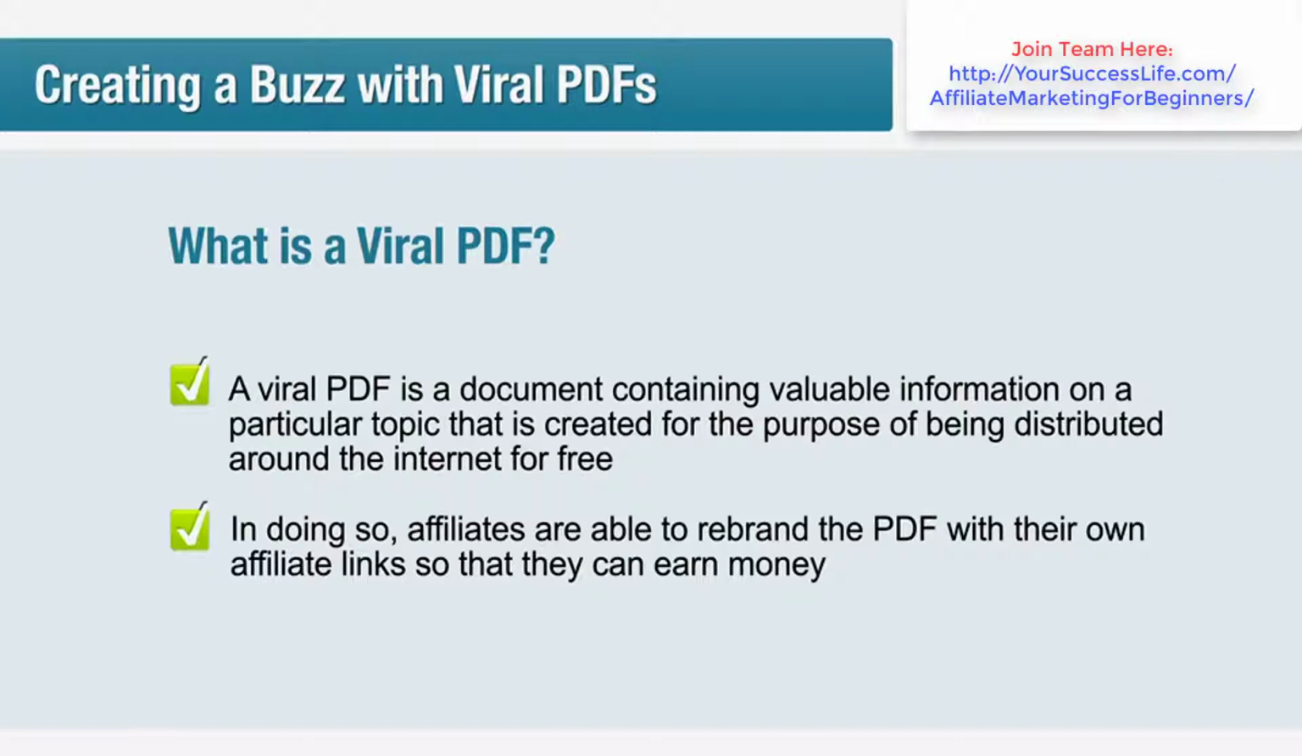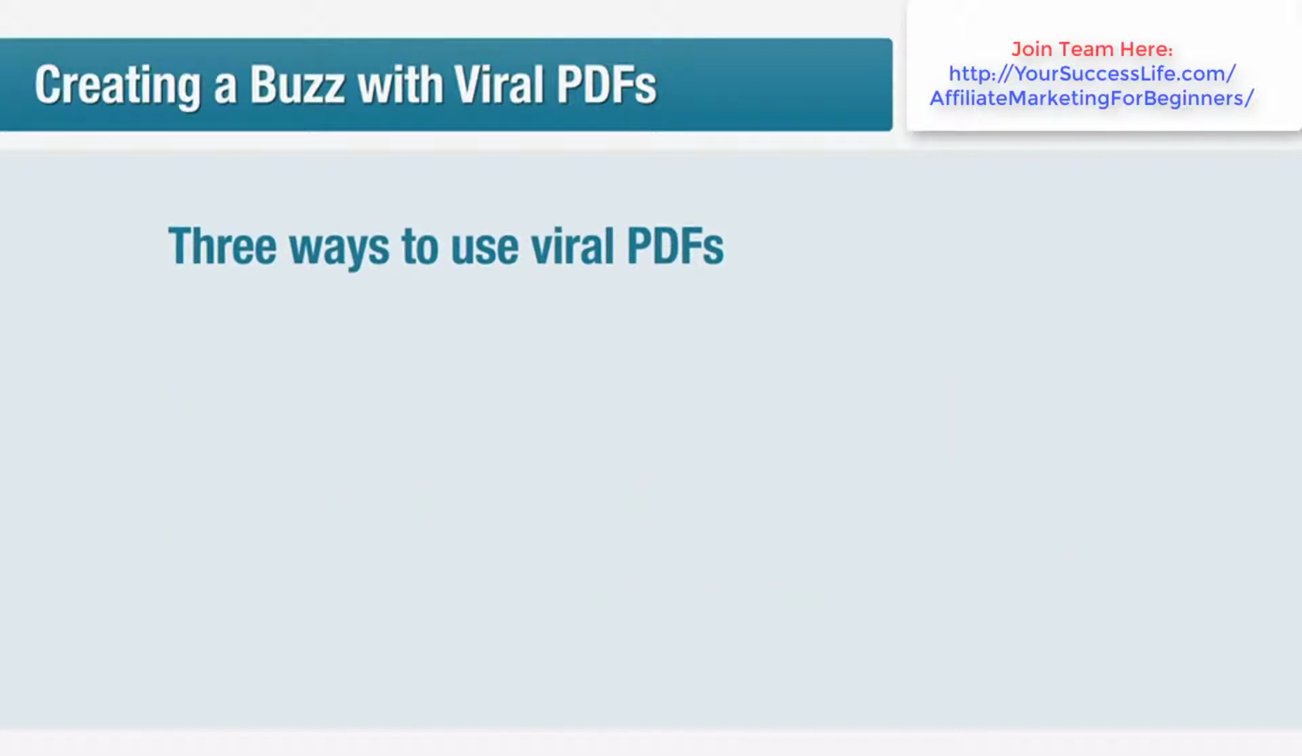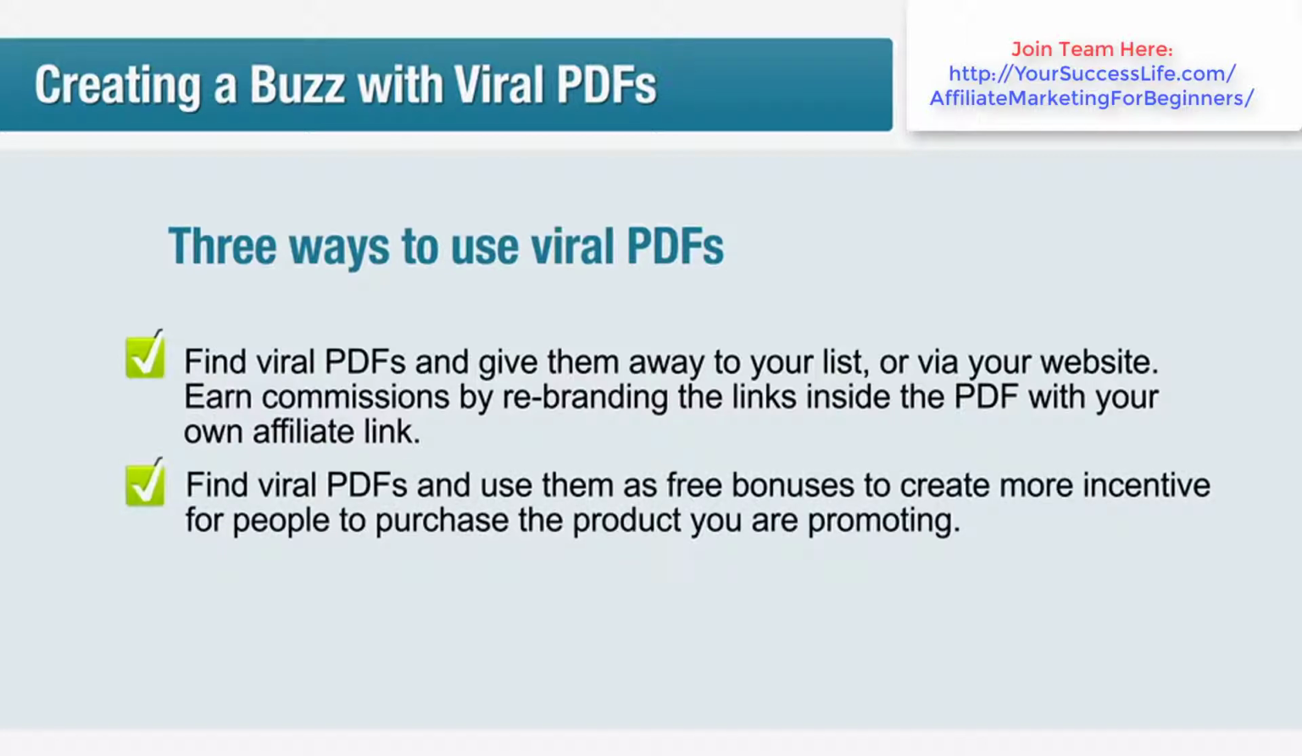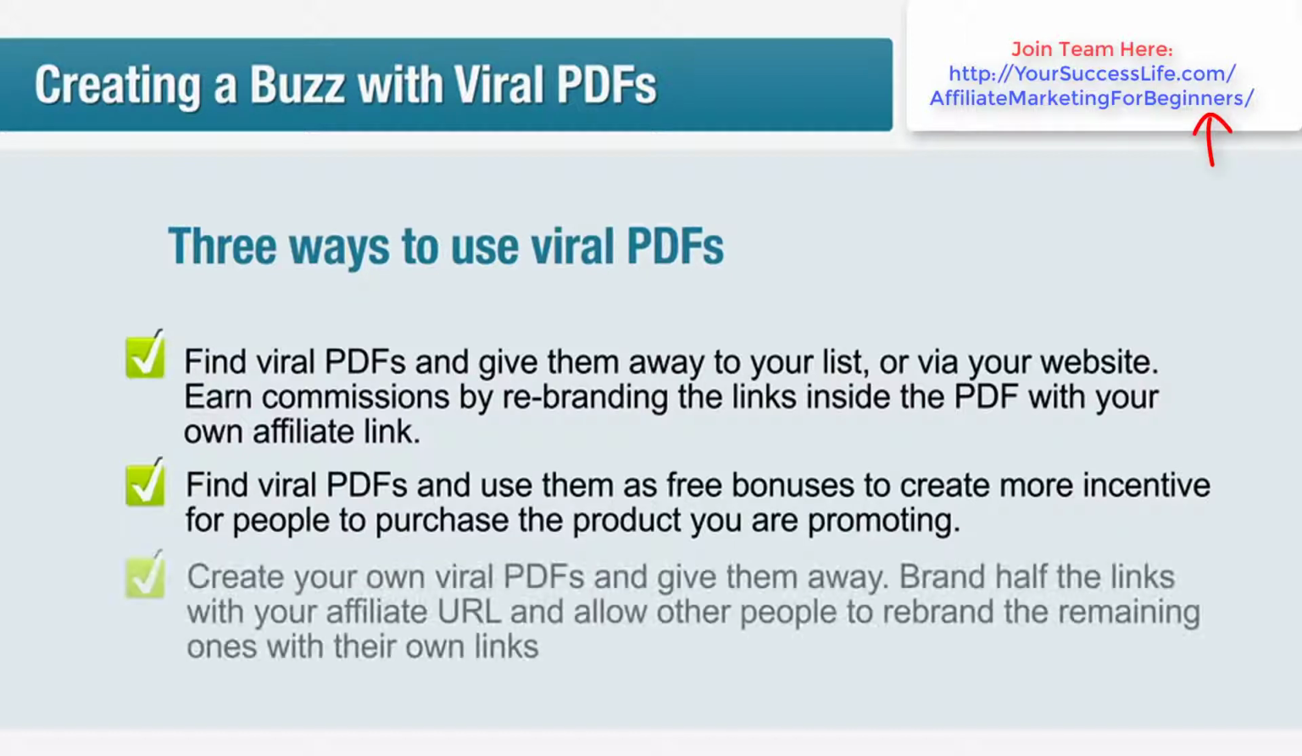Good viral PDFs can reach thousands of people and prove to be very lucrative to both the creator and the affiliates who help to spread it. Here's 3 ways to use a viral PDF. Find viral PDFs and give them away to your list or via your website. Earn commissions by rebranding the links inside the PDF with your own affiliate link. Find viral PDFs and use them as free bonuses to create more incentive for people to purchase the product that you're promoting. And create your own viral PDFs and give them away.